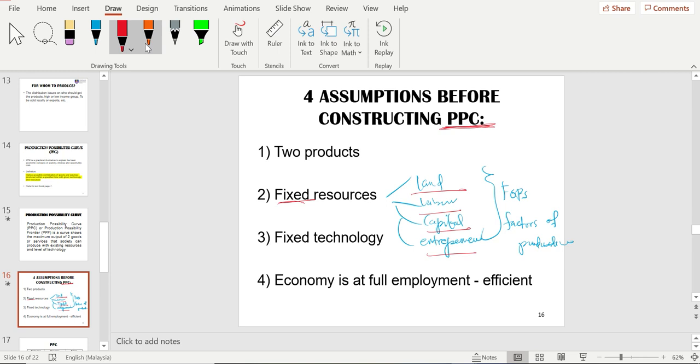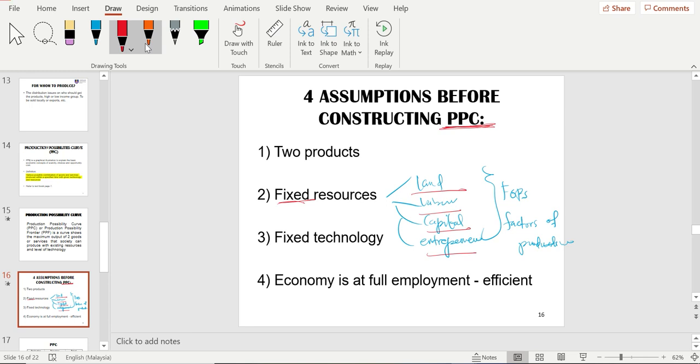Tapi when we want to construct a PPC, we assume the technology is unchanged, because when technology changes, it will affect the production capability of the country. Dia boleh hasilkan lebih banyak barang. For example, menggunakan mesin dan menggunakan orang, mana lagi efisien?